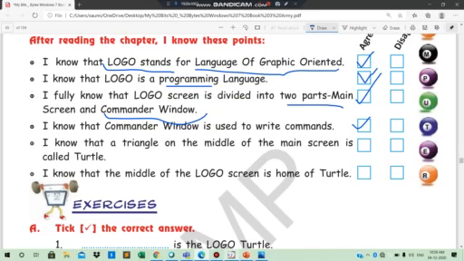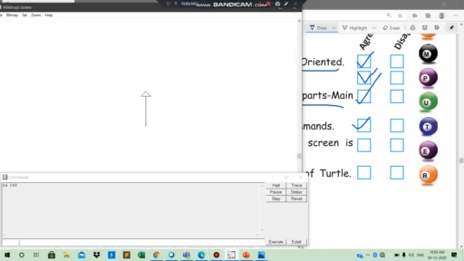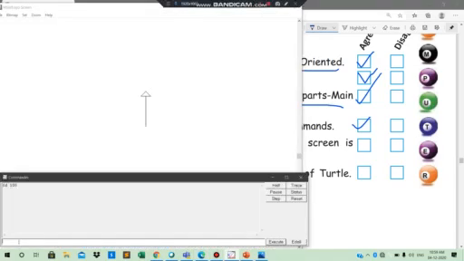देखो यहाँ पे middle of the screen पे जो turtle था, रुको, let me bring it to the middle of the screen first. Clear screen. Now see. अभी ये कहाँ है?